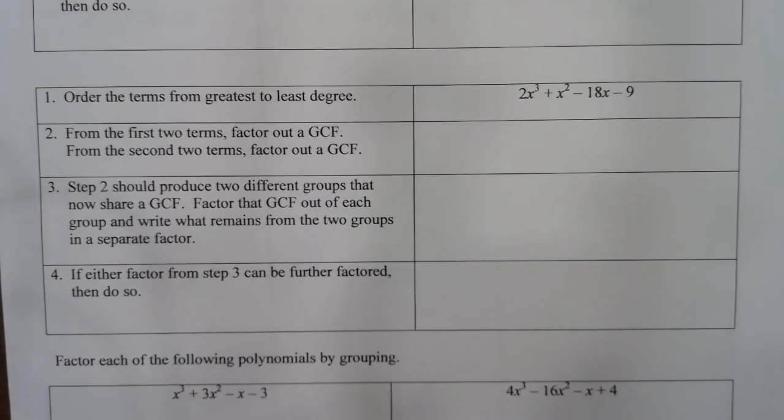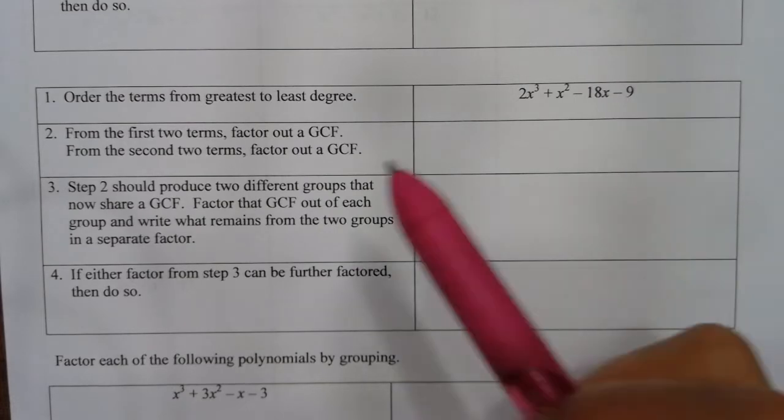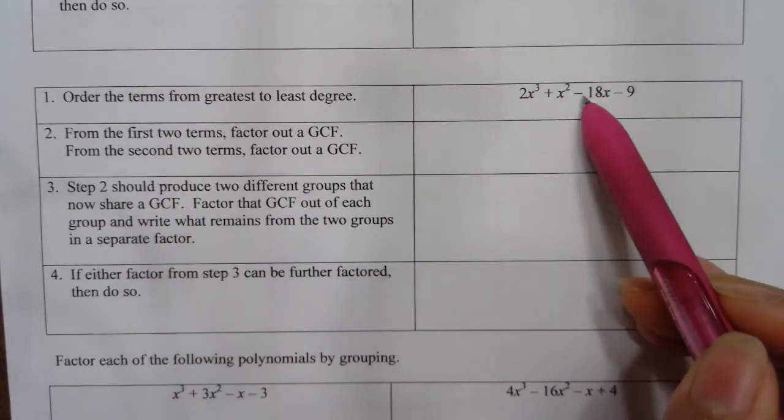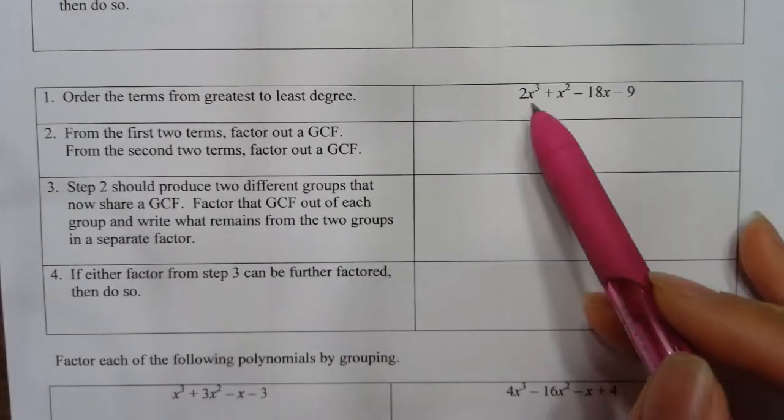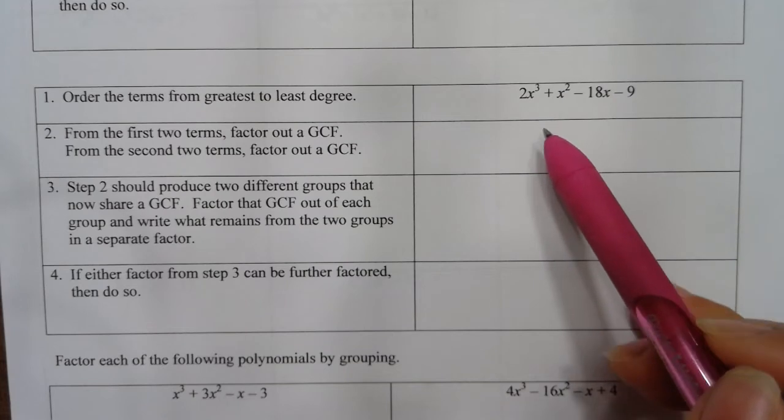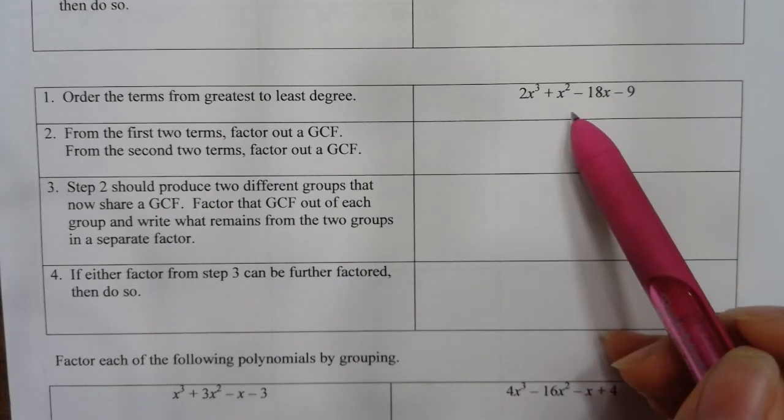Order the terms from greatest to least, which is already done. Next, from the first 2 terms, factor out the greatest. Alright, I'm just gonna ignore this and just do it with you. Sometimes you can reorder it and then make it still work. Obviously, this one, just do it as it is.